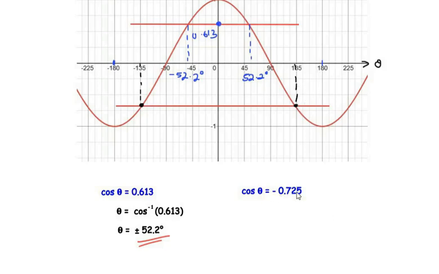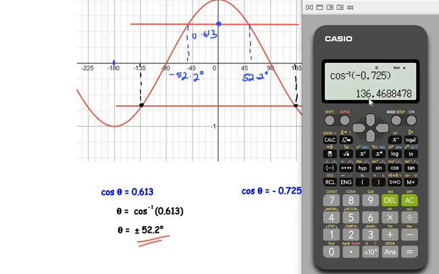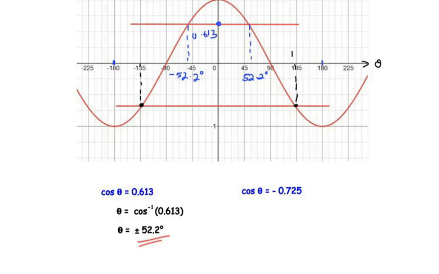So let us find out the value of theta now for this value. So this is going to give us 136.468. Rounding it to 1 decimal place, it is going to be 136.5, which is going to be over here, that is 136.5 degrees. And its exact opposite will be over here with the same angle, that is minus 136.5 degrees.